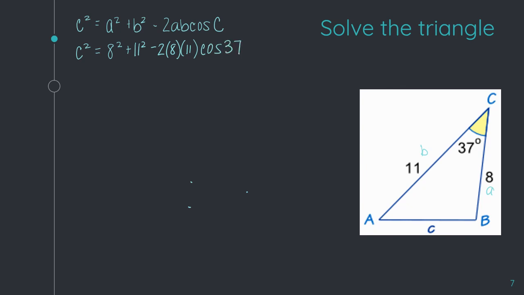Cosine of angle 37. And I'm going to start evaluating. So 8 squared is 64. 11 squared is 121. 2 times 8 times 11 is 176, times the cosine of 37. Now I'm going to start with cosine of 37, and I'm going to start plugging things in. So cosine of 37 times negative 176 plus 121 plus 64. And I get c squared equals 44.44, etc.